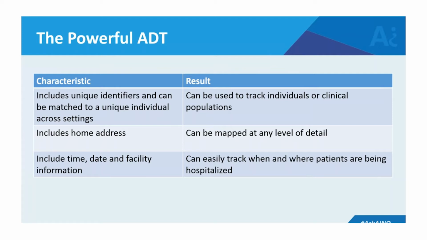Then it has the home address. That has enormous implications for public health. It's very helpful for carriers and maybe helpful for physicians because what it means is you know where the person's from. So it's pretty easy, based on having all the ADTs, to put together maps of the admission rates in different places, maps of readmission rates at any level of geographic specificity from a technical standpoint. It'll also include time, date, and facility information, which can be used to track patients in essentially real time.